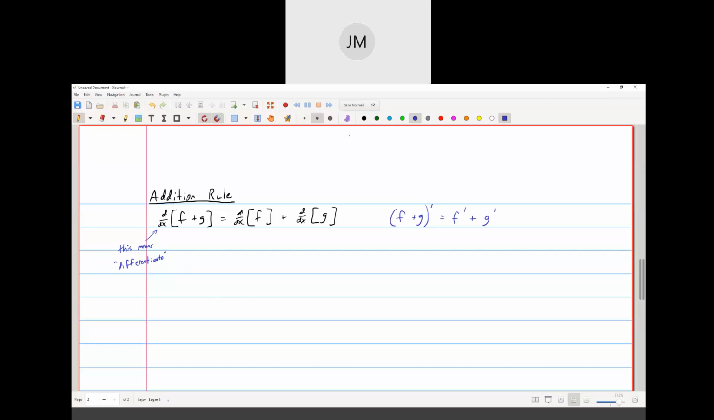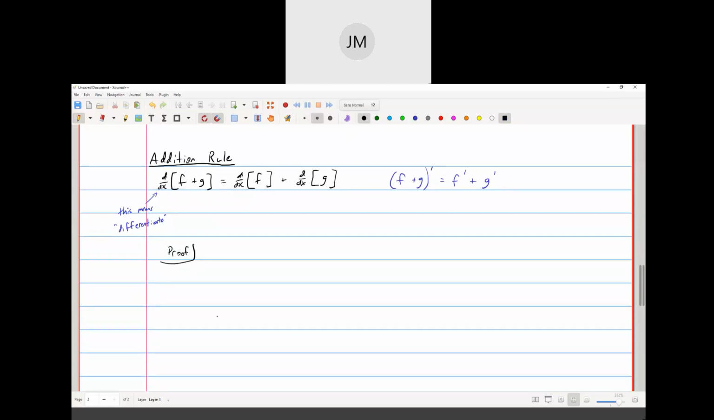Okay, so let me go ahead and show how this works. We're going to prove this rule because it's not too hard. Okay. What we're going to do is we're going to say, all right, I want to take the derivative of f plus g. Just to make things a little bit less confusing, we're going to combine those together into a single function. Okay, so I'll say let s of x, for sum, equal f of x plus g of x.